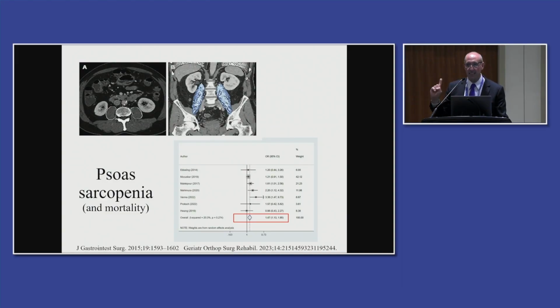You can look at a single muscle, the psoas. The psoas is easy to identify. It's a main flexor of the hip. It's very easy to delineate. I want to show you a study that looked at psoas sarcopenia in orthopedic patients and postoperative mortality. In those who have psoas sarcopenia, there is almost a 50% increase in mortality after surgery.